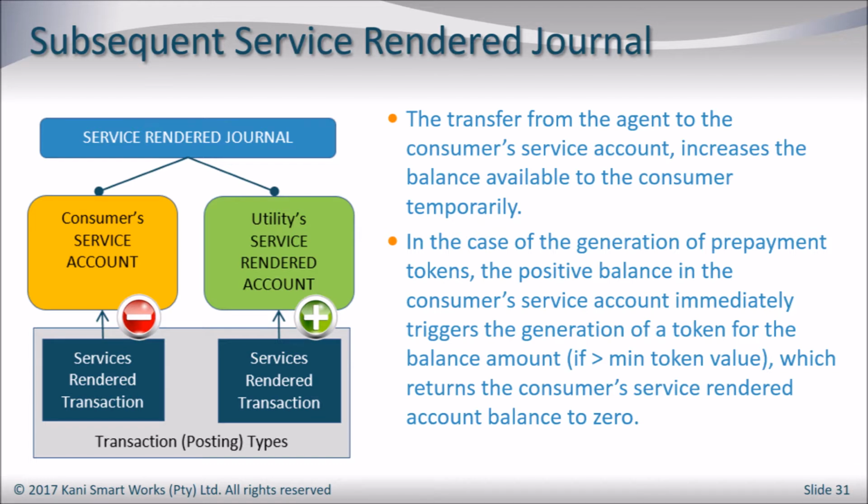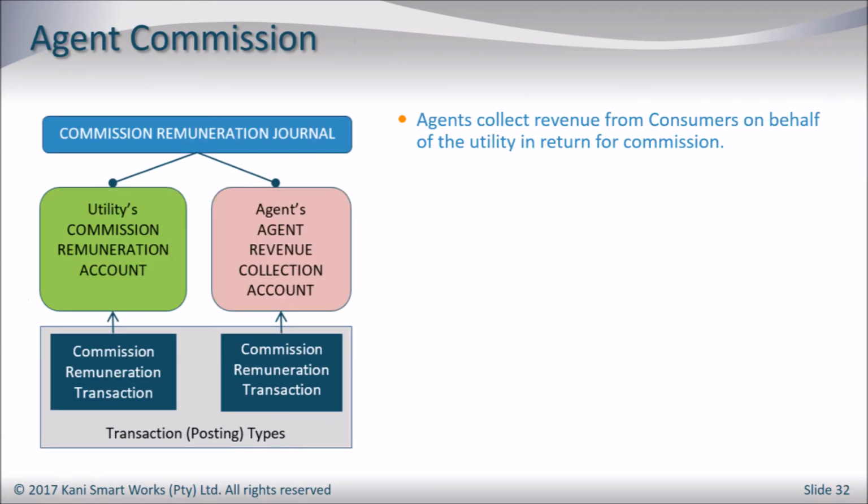In the case of the generation of prepayment tokens, the positive balance in the consumer service account immediately triggers the generation of a token for the balance amount, if it's bigger than the minimum token value, which then returns the consumer service account balance to 0. If, on the other hand, the service represents a post-payment service, the cost of readings will be deducted from the consumer's service account in the normal fashion.